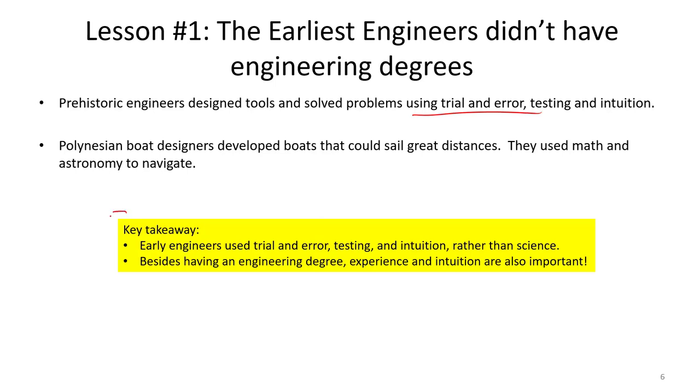So, key takeaway here is that early engineers needed to use trial and error, testing, and intuition rather than science. And this is still important today. Besides having an engineering degree, having experience and intuition and being willing to try and learn new things, these are also important.